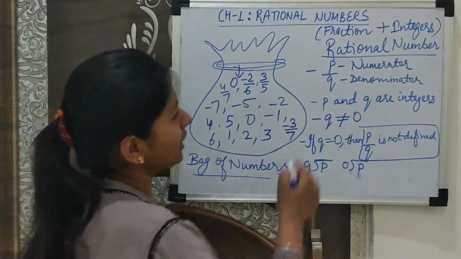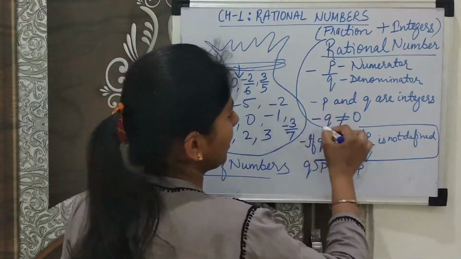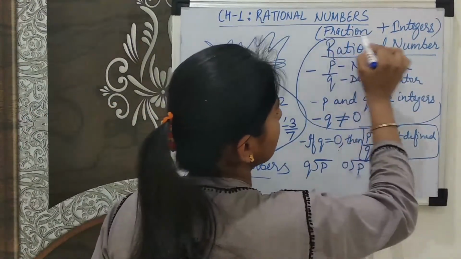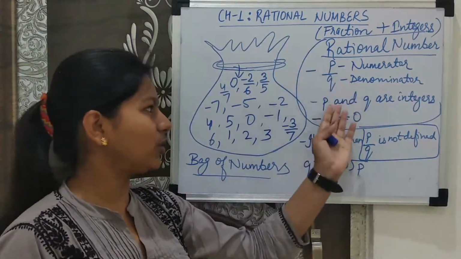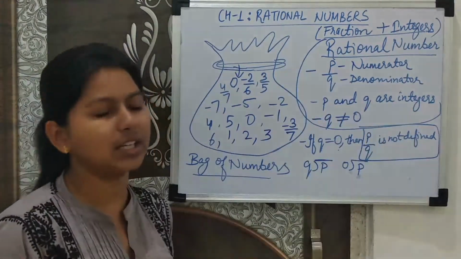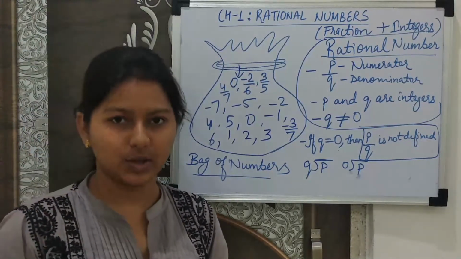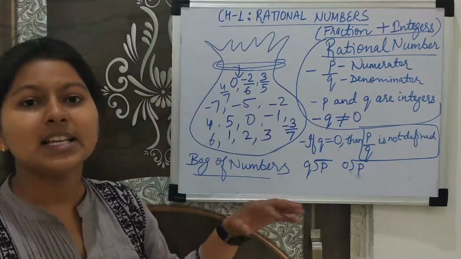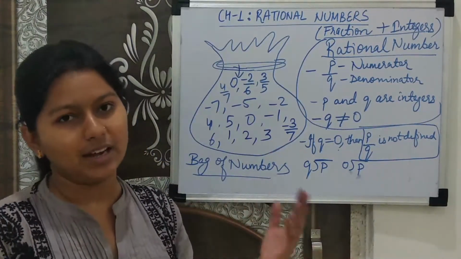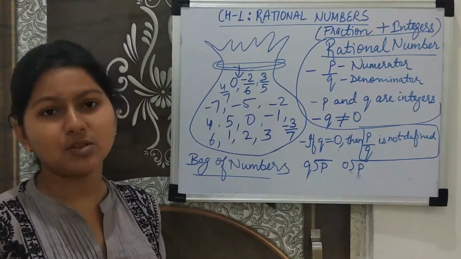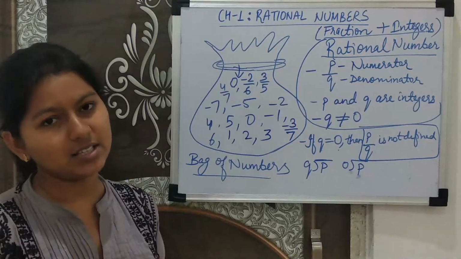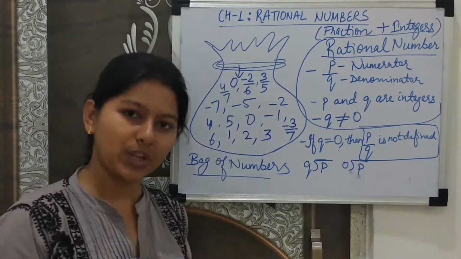So in this way we can define a rational number by using these 3 conditions. That rational numbers are expressed in the form of p by q, where p and q are integers and q is not equal to 0. Now we are going to study some properties of rational numbers while comparing them with properties of whole numbers as well as natural numbers as well as integers.